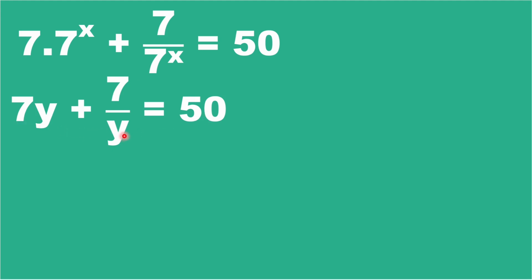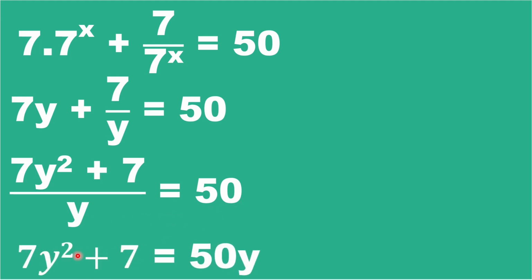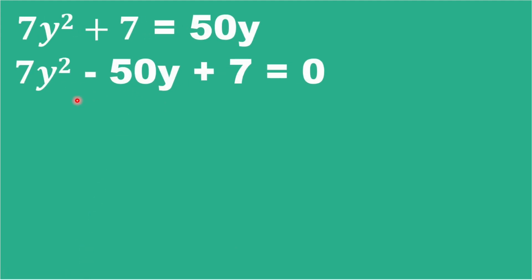And now we will take the LCM. So y is the LCM, so this y will multiply with the whole term 7y, so it will become 7y square, plus, and this y will cancel this y, and the final value will become plus 7, which is equal to 50. Now we will multiply this y with this 50, so this will become 7y square plus 7 equal to 50y. And now we will shift this 50y to the other side of the equation, so our equation will become 7y square minus 50y plus 7 equal to 0.